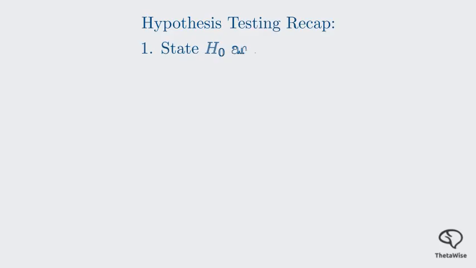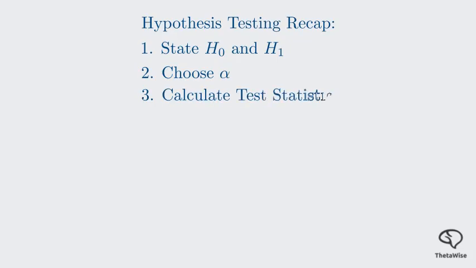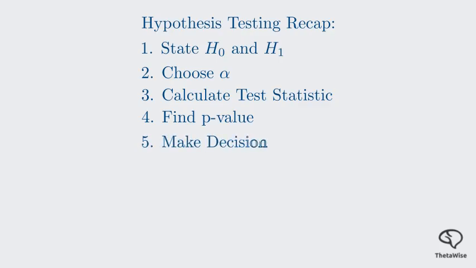Let's quickly recap the process of hypothesis testing. First, we state our null and alternative hypotheses. Second, we choose a significance level, alpha. Third, we calculate a test statistic from our sample data. Fourth, we find the p-value associated with that test statistic. And finally, we compare the p-value to alpha to make a decision about the null hypothesis. This structured approach ensures that our conclusions are based on sound statistical reasoning. Remember, the goal is to use data to make informed decisions about populations.